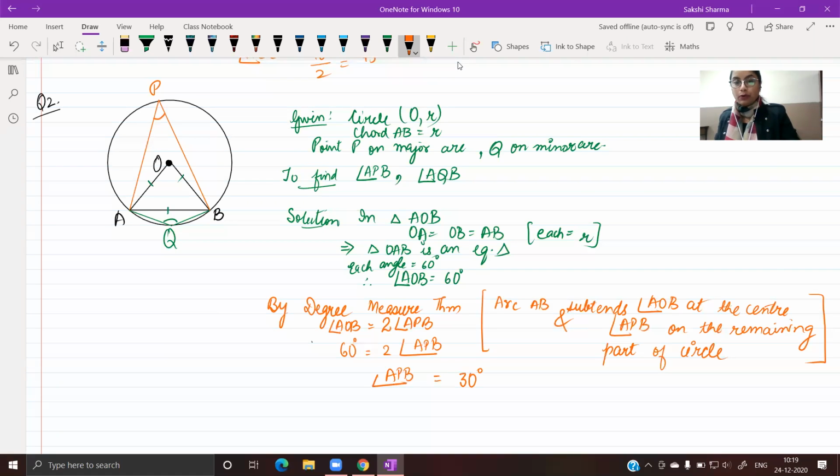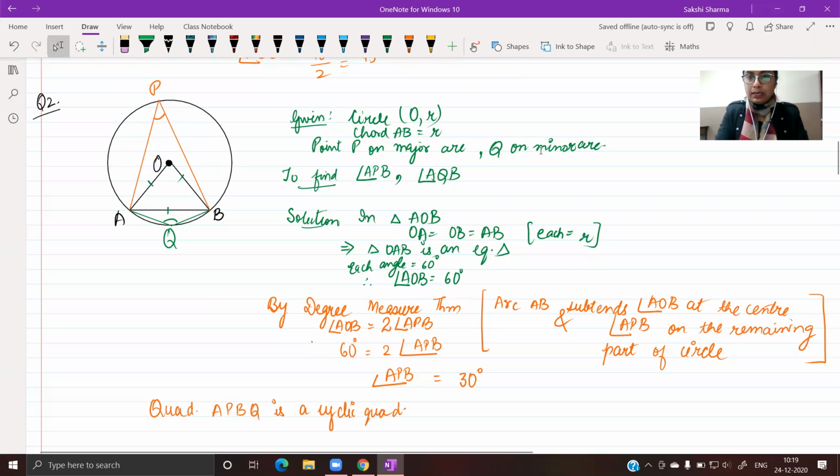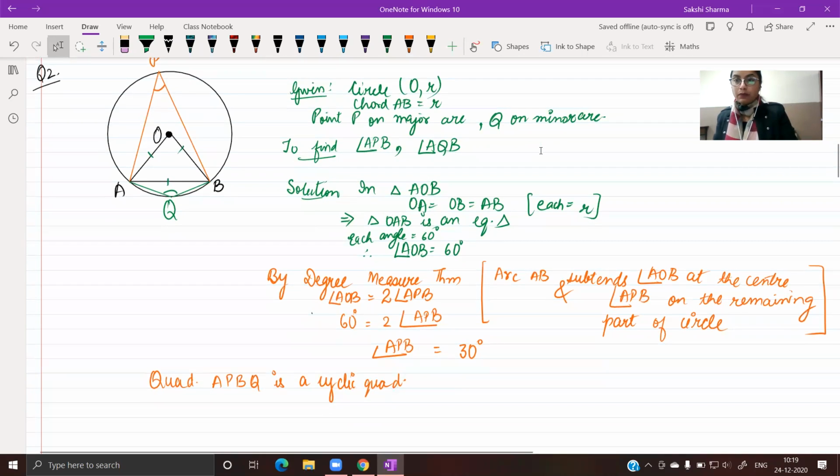This is one of the angles we wanted to find out. In order to find out the second angle AQB, I'm going to use the property that these 4 points lying on the circumference form a cyclic quadrilateral. Now in this case, we have just identified by observing that the vertices lie on the circumference. All four vertices of this quadrilateral lie on the circumference of the same circle. So the quadrilateral formed will be a cyclic quadrilateral, and hence the sum of the opposite angles will be 180 degrees.